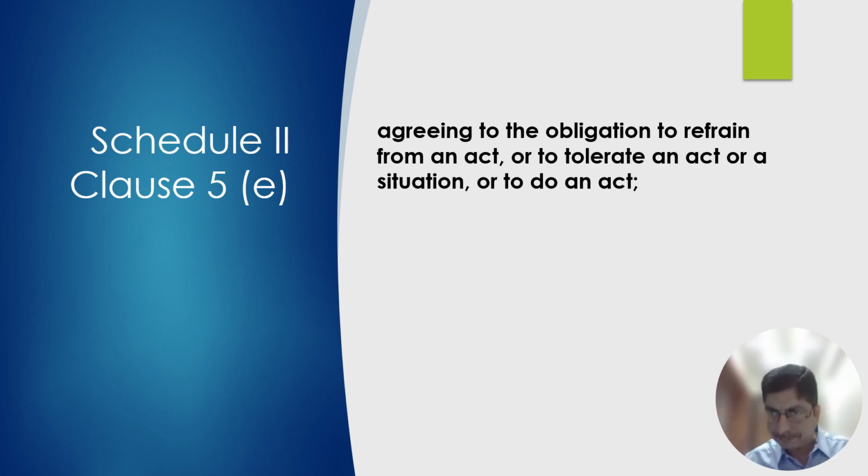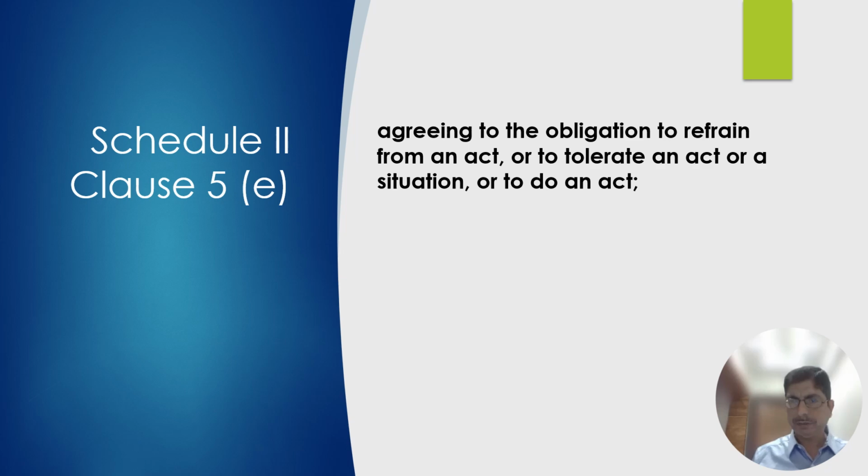That is, it is a supply. First, it must satisfy the condition of supply. And then you will go to Schedule 2 to see whether it is supply of goods or supply of services. Without satisfying the condition of Section 7, you will not go to Schedule 2. Now, what is this entry? Agreeing to the obligation to refrain from an act or to tolerate an act.